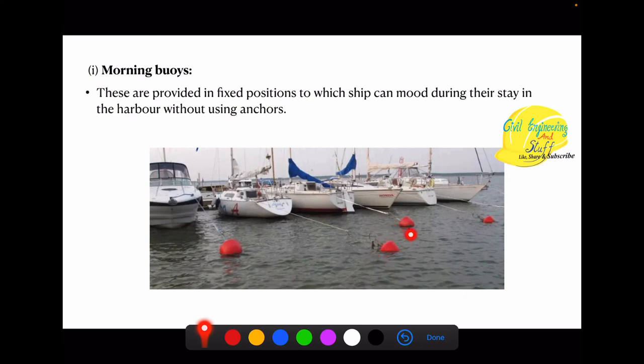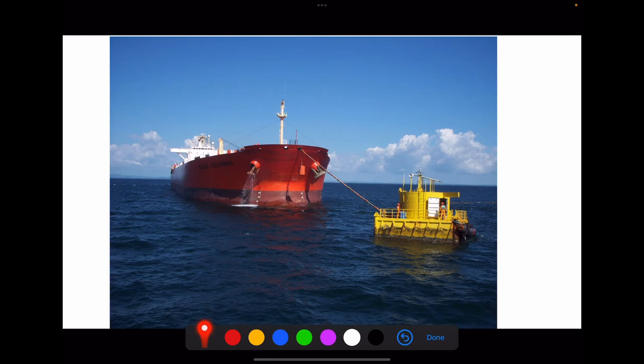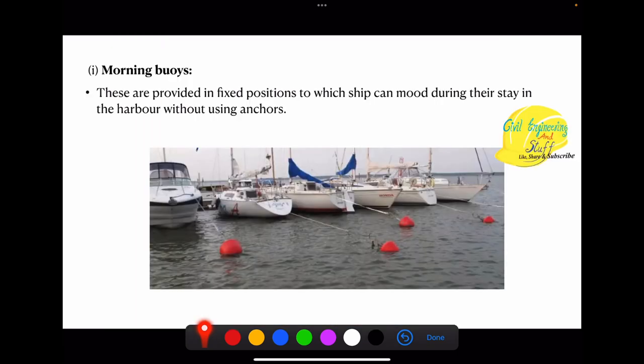Okay, so these are the buoys that are afloat at the sea. If a ship needs a temporary stay, like the ship wants to do some fishing, they just moor at these buoys, and then the sailor can do the necessary work of their interest. The size may vary depending upon the purpose. Here you can see small boats and yachts, so the size of the mooring buoys is small.